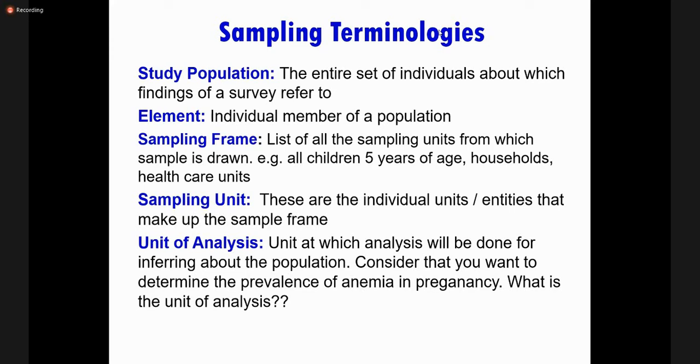So if you know what you want to achieve, that you want to know the percentage of children who have awareness about COVID-19 in Karachi, you know that you want to analyze the data at the individual level, that is the child. So your unit of analysis will be, most of the time, not always, but most of the time, the same as your sampling unit.